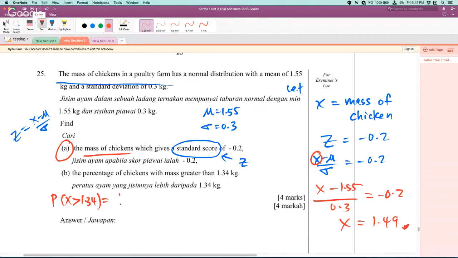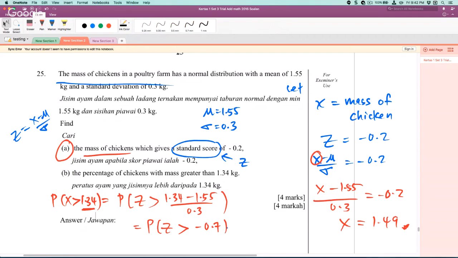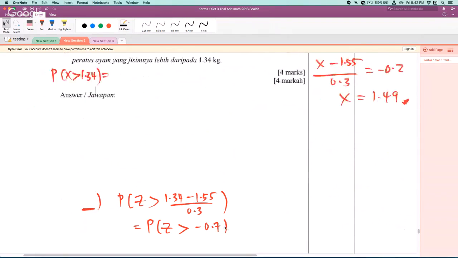All right, so I will change this into the Z. So this one is my X value, isn't it? So I have to use my X value minus the mean, and then divide by my standard deviation. So I will get 1.34 minus 1.55 divided by 0.3. I basically get negative 0.7. Okay, if I get negative 0.7, I will need to solve this one.